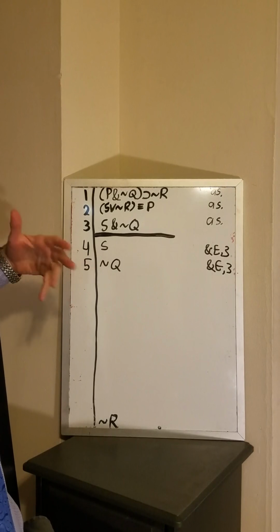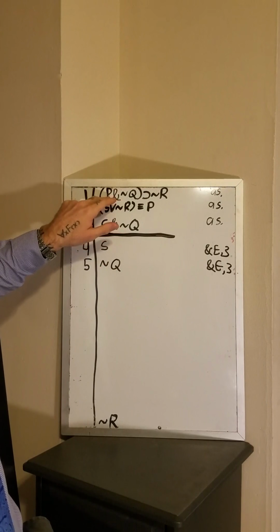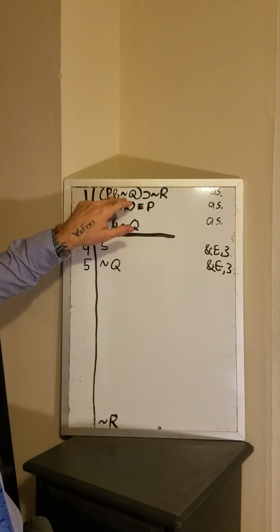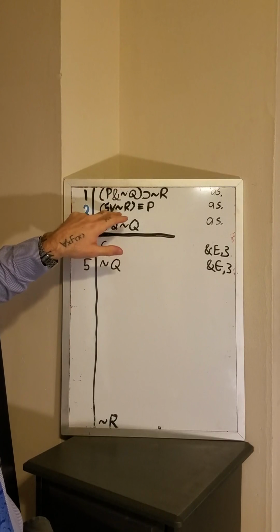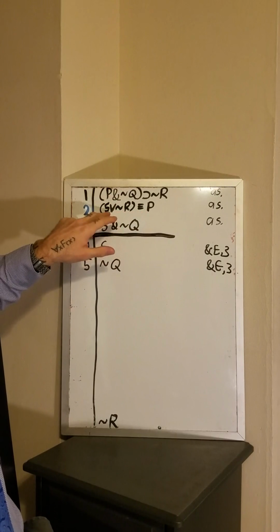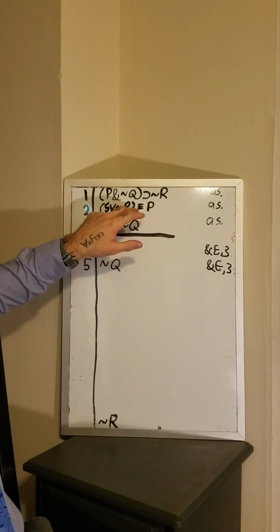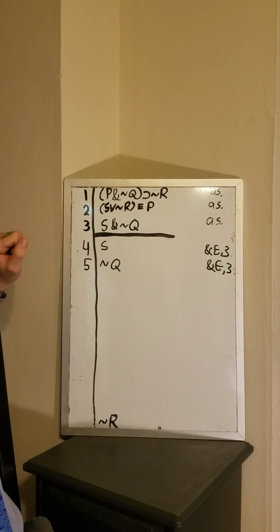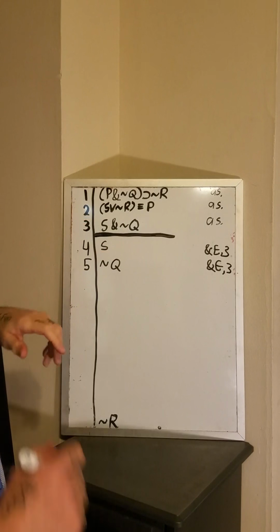Okay, so now what can we do? Well, we have not Q, so we have half of the antecedent of this conditional that we're trying to get. We have to get P now. And we know that if S or not R is the case, then P must be as well, because they're linked by this material biconditional here. So what can we do? Well, we can use the disjunction introduction rule to get S or not R from S.